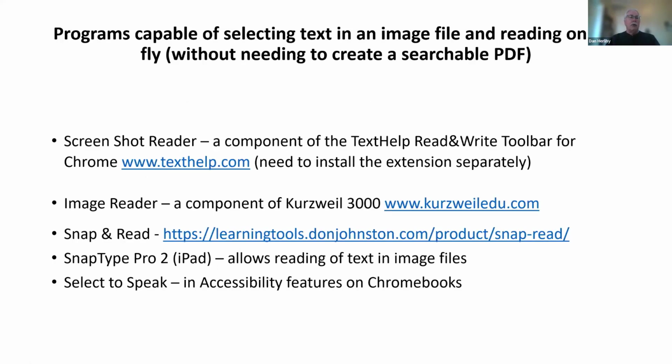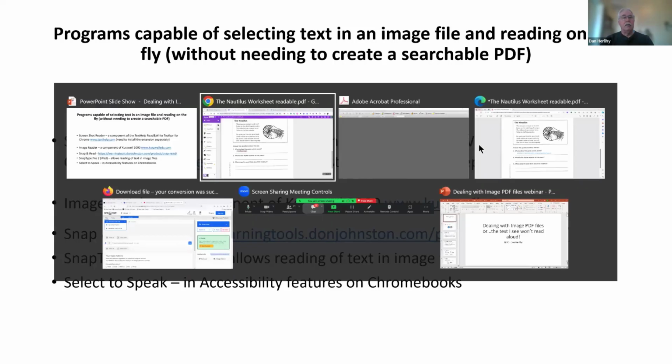So there are programs capable of selecting text in an image file and reading on the fly, okay? Kind of like what I said with SnapType Pro. There's Screenshot Reader, and I'm going to demonstrate that in a moment. Image Reader, it's a component of Kurzweil 3000, Snap and Read, and Selective Speech. They all do the exact same thing. So I'm just going to demonstrate Screenshot Reader. What these do is I could use that image PDF and just select text and have it read aloud. And it looks like this. Let me get back to the Chrome browser.